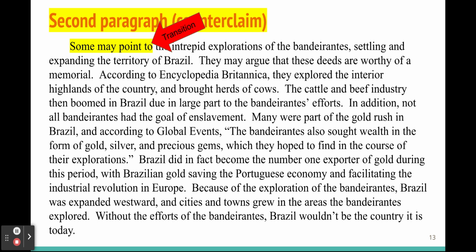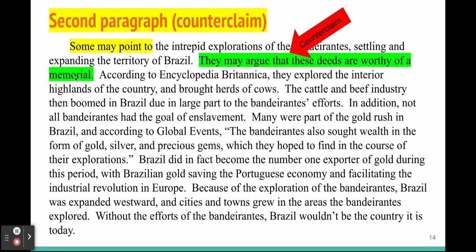I have a handout. I'm going to link a video in the comments to a video about transitions for claim, counterclaim style writing. So stay with me. Okay. Some may point to the intrepid explorations of the Bandeirantes, settling and expanding the territory of Brazil. They may argue that these deeds are worthy of a memorial.